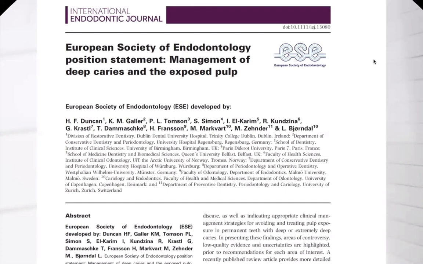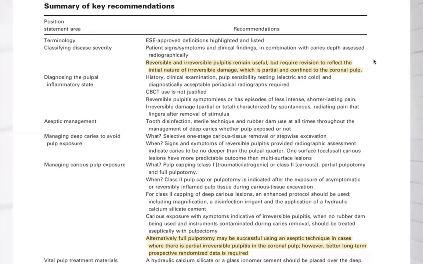reversible and irreversible. And this was in the European Society of Endodontology position statement, management of deep caries and exposed pulp. And I'm going to share with you two lines here. First line: reversible and irreversible pulpitis remain useful, okay, but require revision to reflect the initial nature of irreversible damage, which is partial and confined to the coronal pulp. Alternatively, full pulpotomy may be successful using aseptic technique in cases where there is a partial irreversible pulpitis in the coronal part. However, better long-term prospective randomized data is required, which is true.